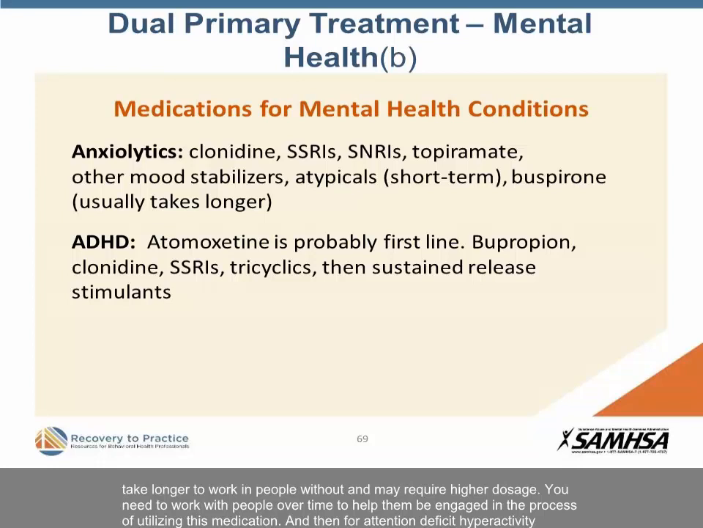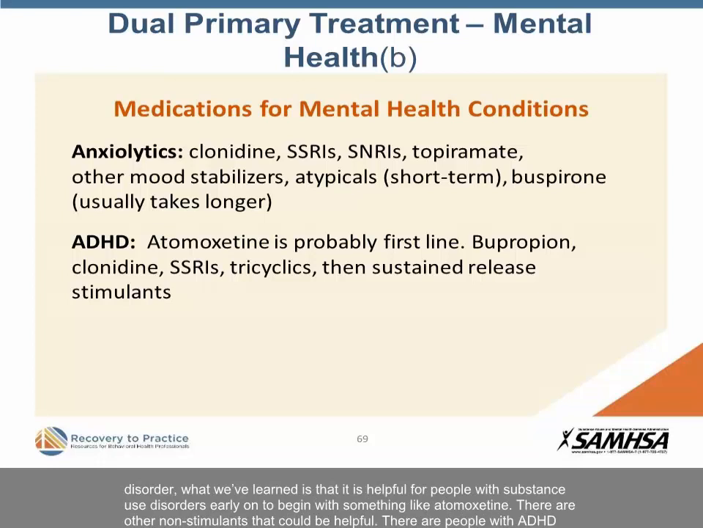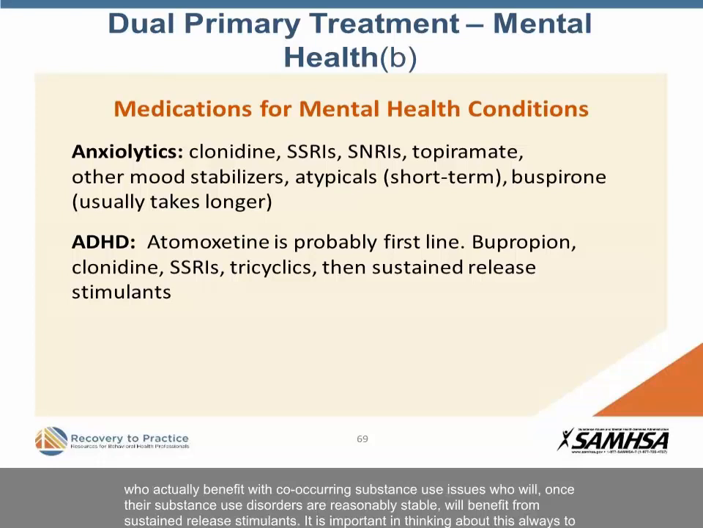So you need to work with people over time to help them to be engaged in the process of utilizing this medication. And then for attention deficit hyperactivity disorder, what we've learned is that it's helpful for people with substance use disorders early on to begin with something like atomoxetine. There are other non-stimulants that can be helpful. However, there are people who have ADHD with co-occurring substance use issues who, once their substance use disorders are reasonably stable, will best benefit from sustained release stimulants.